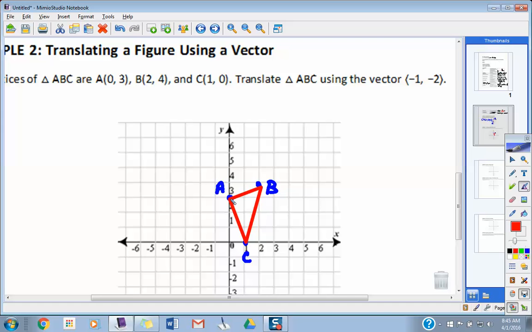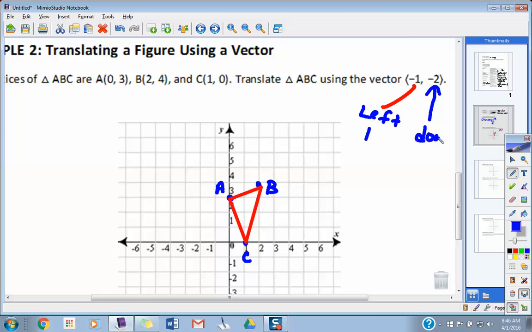Now, it says translate ABC using the following vector. What vector are they asking us to use under this translation? What's it say? -1, -2. What do you think translating a triangle using this vector means? What do you think the -1, -2 means? This -1 is saying take your figure and move it left 1 unit, right? What's this saying right here? Down 2 units, right?